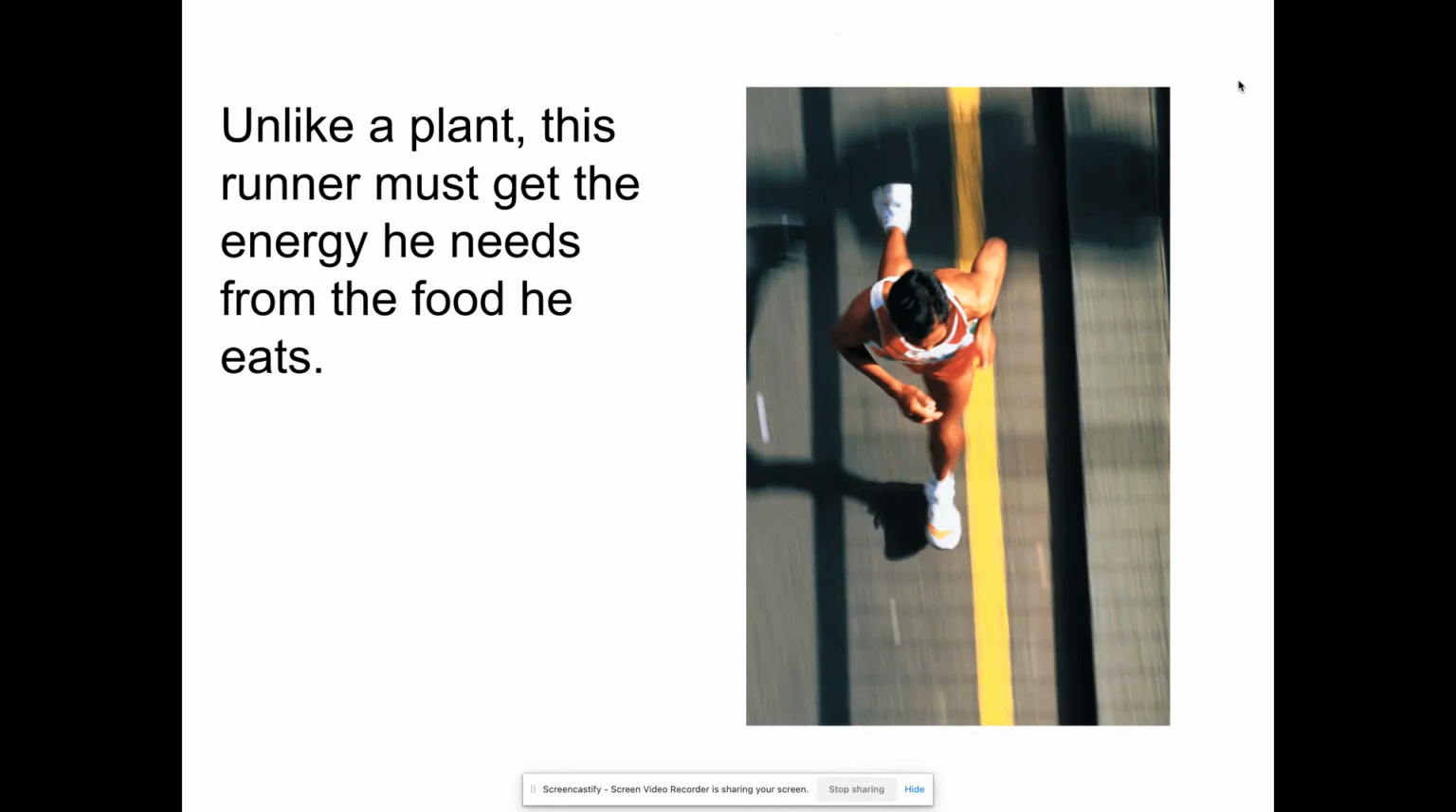Today we're going to talk about photosynthesis and cellular respiration. Unlike a plant, this runner must get the energy that he needs from the food that he eats. But in both scenarios, we're going to talk about the energy that we have and that the plants have, and how we kind of live off of each other.